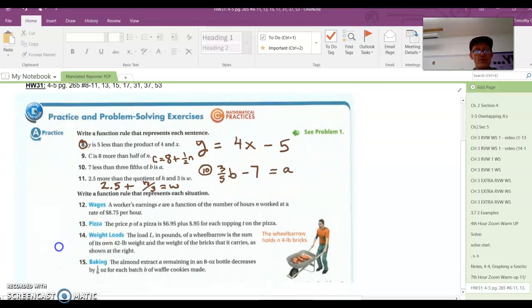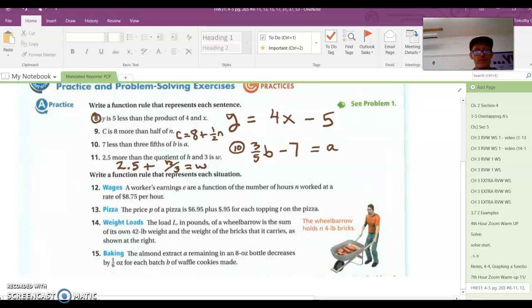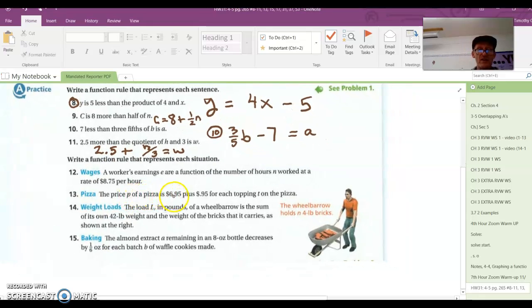All right, so we have 13 and 15. The price of pizza is $6.95 plus 95 cents for each topping. So we can do pizza, or P, equals 6.95 plus 0.95 times T for topping. So the price of the pizza, P, is $6.95 plus 95 cents times the number of toppings. We have to stop and think about what that means.